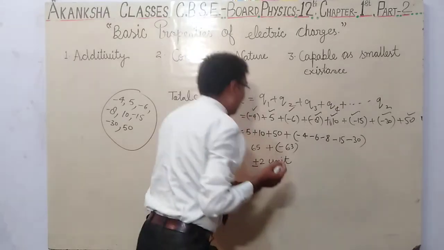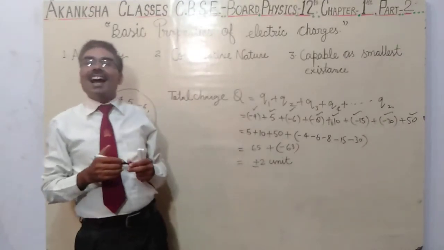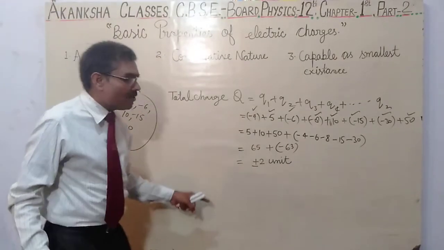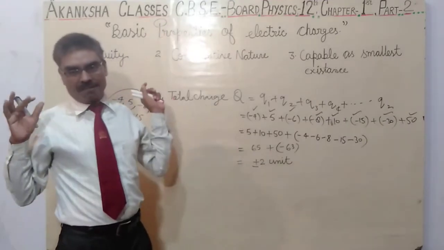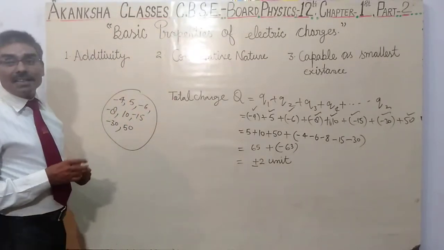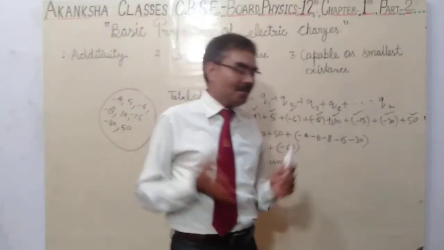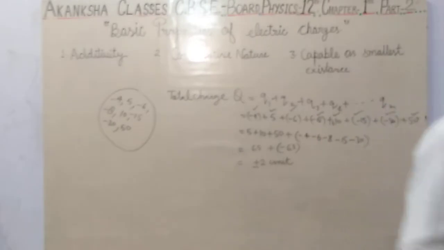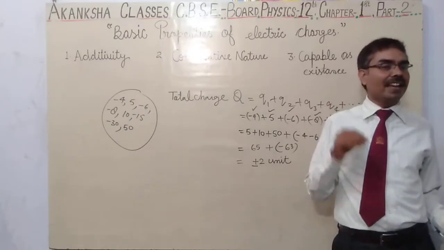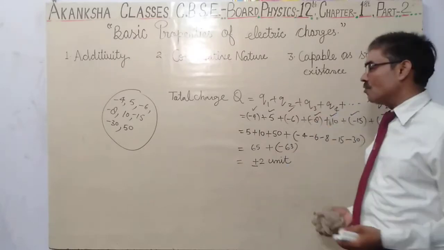This sign indicates that the charge acting on this system is only 2 units of positive nature. This property of charge is known as additivity. I think you understood completely. Any problem? There is no problem because we are not in the habit of living in problems. We make solutions to problems. We don't like problems.